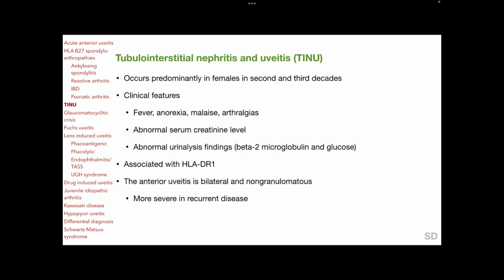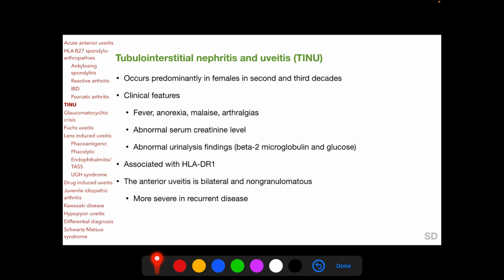So after HLA B-27 associated spondyloarthropathies, we are going to discuss the other anterior uveitis entities. Tubulointerstitial nephritis and uveitis or TINU occurs predominantly in females in second and third decades, and clinical features include general symptoms like fever, anorexia, malaise and arthralgia, abnormal serum creatinine level and abnormal urine analysis findings. The anterior uveitis is bilateral and non-granulomatous, and becomes more severe in recurrent disease.